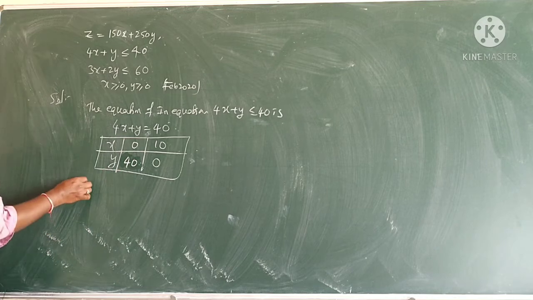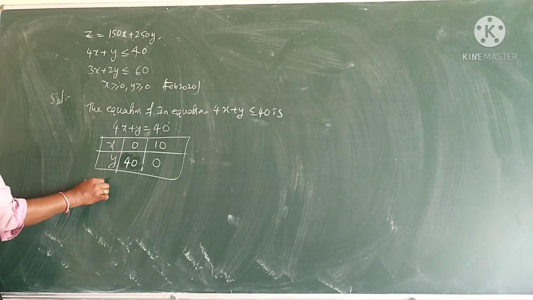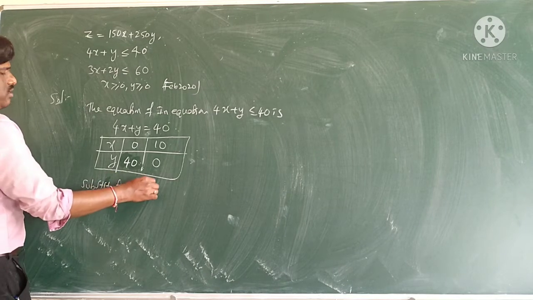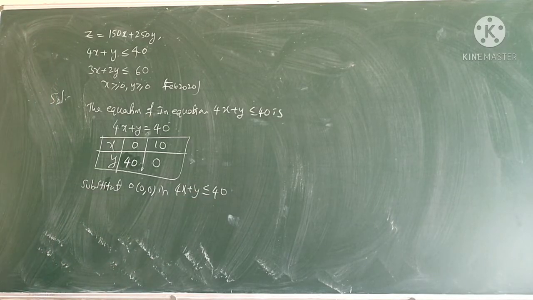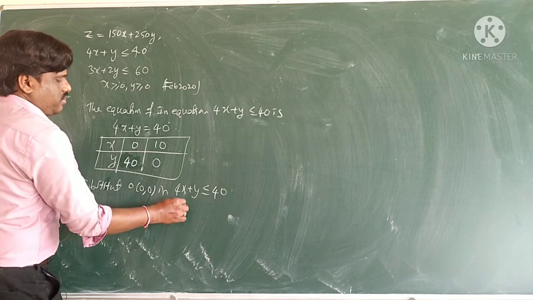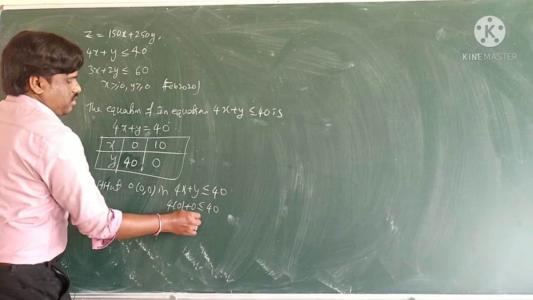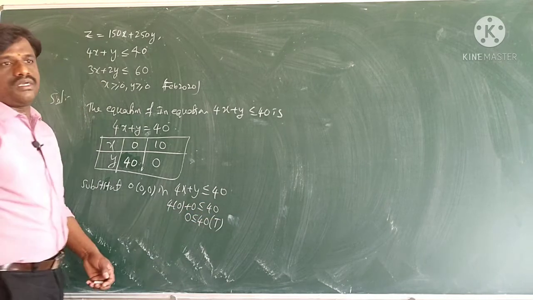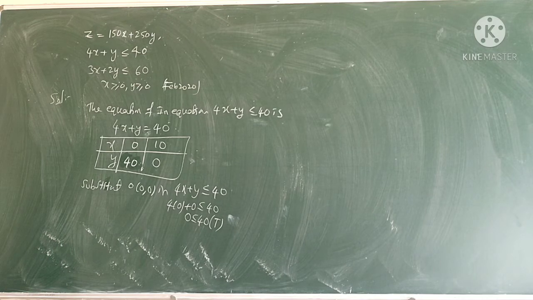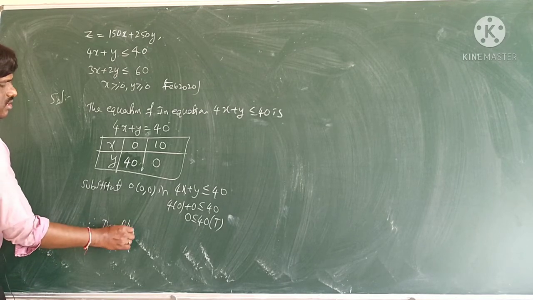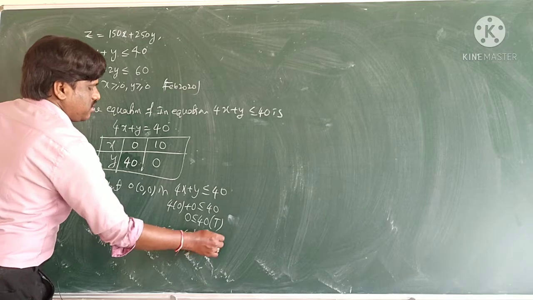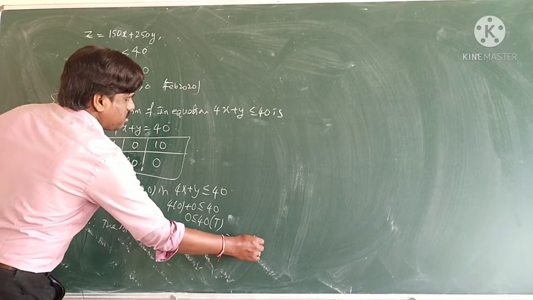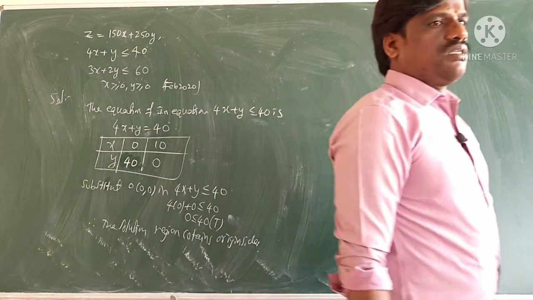Now the same as before, what we will do here is substitute O(0, 0) in 4x plus y less than or equal to 40. If we substitute, what will we get? 4 into 0 plus 0 less than or equal to 40. 0 is less than 40, true. Since it is true, what can we say? Therefore the solution region contains, or is inside, the origin. You should write like this.